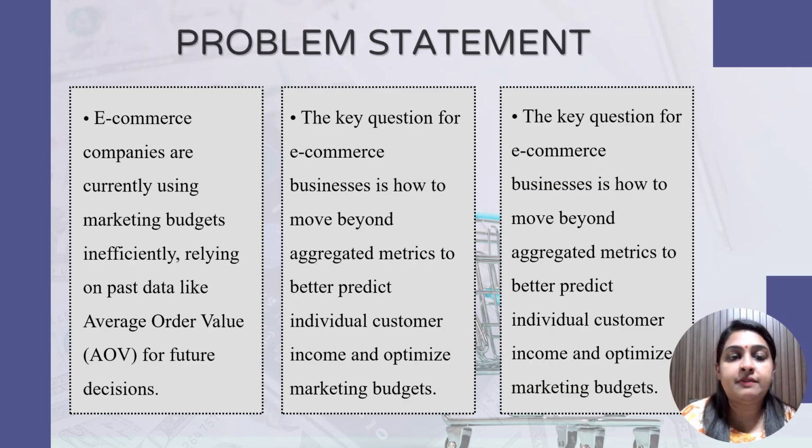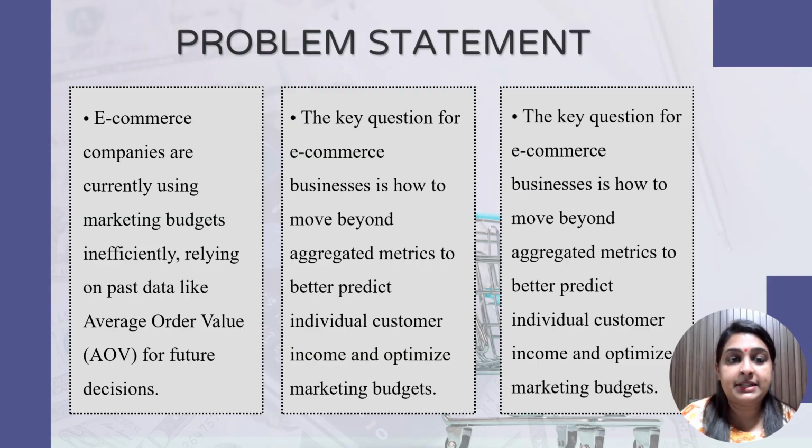Third, predicting individual value. The key question is how to better predict individual customer income or value. The billion-dollar question for us is, how do we stop looking at the crowd and start looking at the individual? We need to shift our focus toward predicting individual customer income and future contribution. By moving from descriptive analytics, what happened, to predictive analytics, what will happen, we can stop reacting to the market and start shaping it.